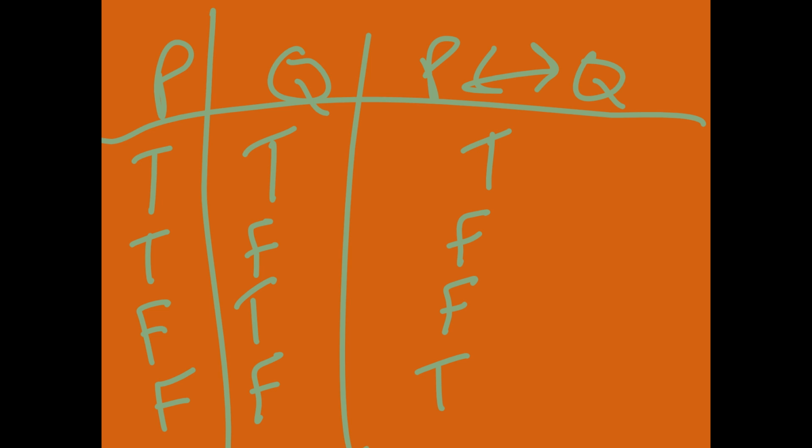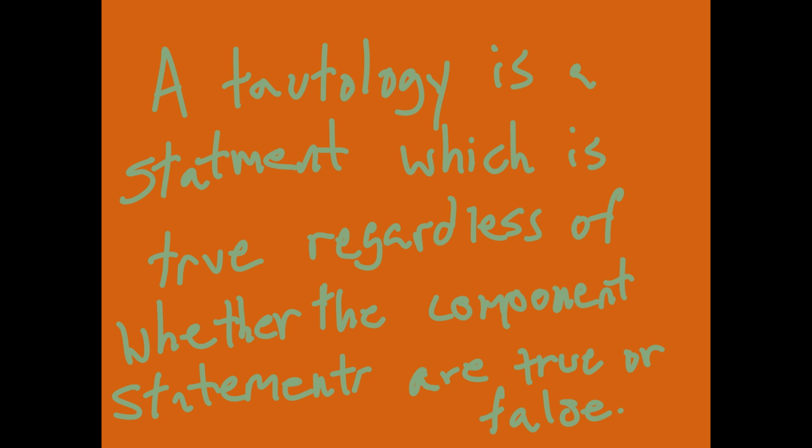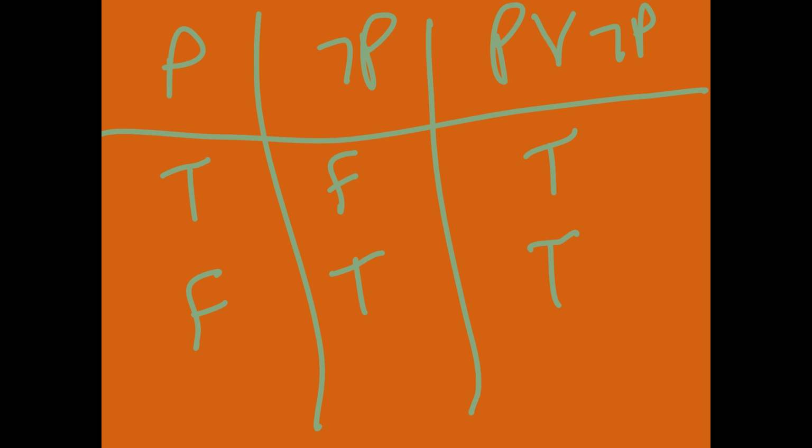And the first one is a tautology. A tautology is when your statement is always true, regardless of whether your component statements are true or false. The easiest example of this would be to take a disjunction of a statement. Let's say P or not P. If you remember the negation table for that, whenever P is false, not P is true, and whenever P is true, then not P is false.